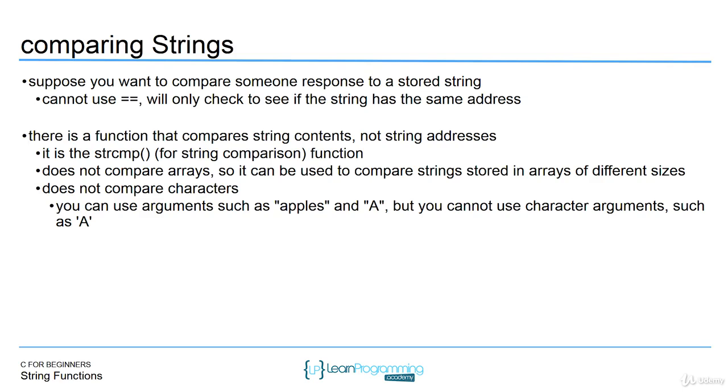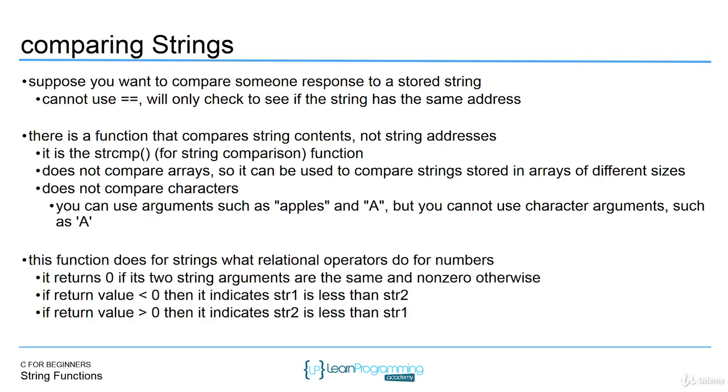It does not compare characters. You can use arguments such as "apples" and "a" in double quotes, but you cannot use character arguments such as a single character 'a'. This function does for strings what relational operators do for numbers. Right? So the compare function is going to return a value that tells you whether the strings are equal, whether one is larger, or whether it's less than. If it's equal, it's going to return 0. If str1 is less than str2, it's going to return less than 0. And if str2 is less than str1, it's going to return greater than 0. And so what exactly does this mean? Well, let me provide you with an example of how this works.